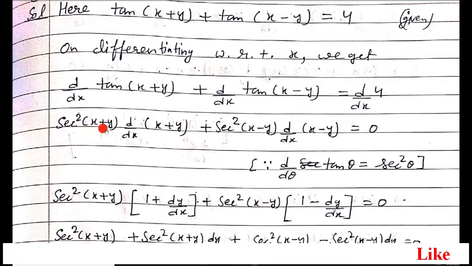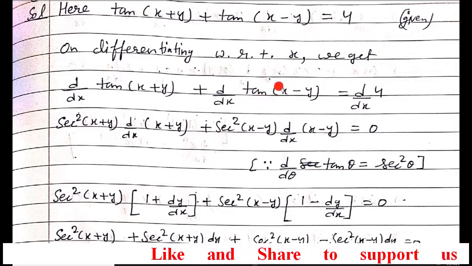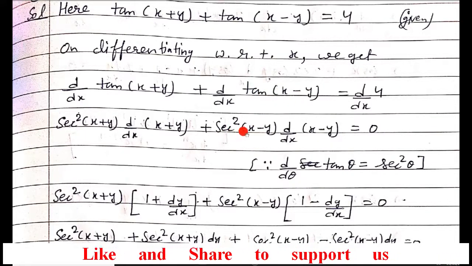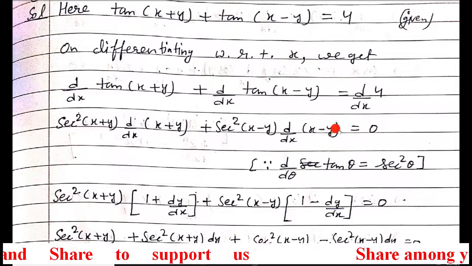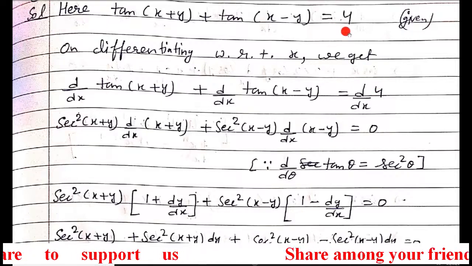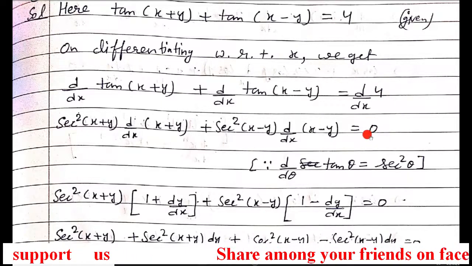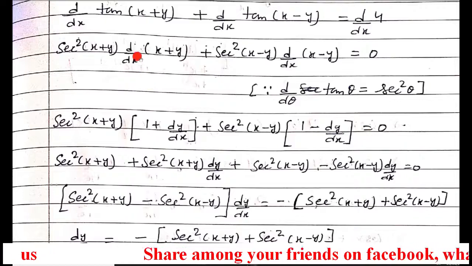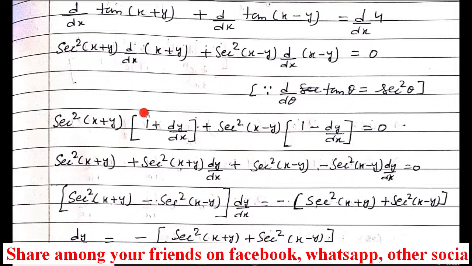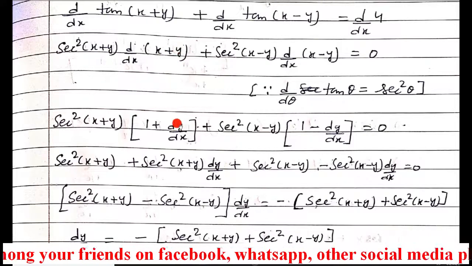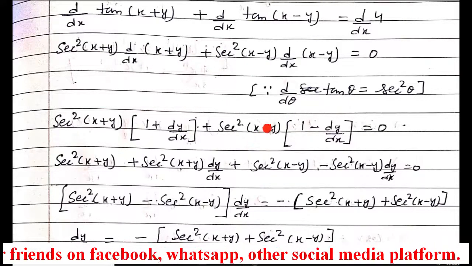Then we have to use the chain rule, so we differentiate this x plus y again. Then again, tan theta's differentiation is sec square theta, so tan of x minus y differentiates to sec square of x minus y, and we apply the chain rule, so the derivative symbol came with x minus y. And this 4 is a constant, so differentiation of 4 is 0. Now this derivative symbol will distribute to both. When we differentiate this x, we get one, and when we differentiate this y, we obtain dy over dx. The sec square of x minus y stays as it is.